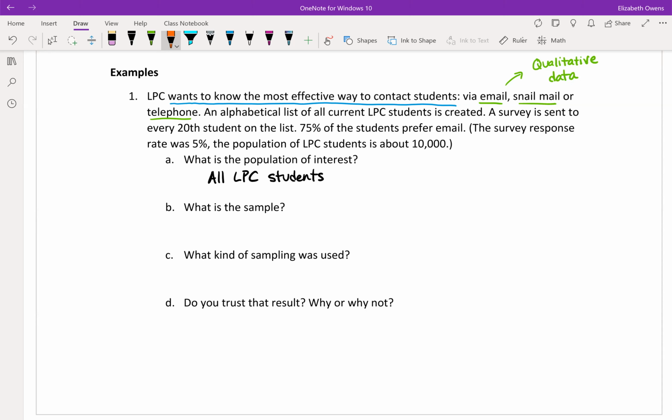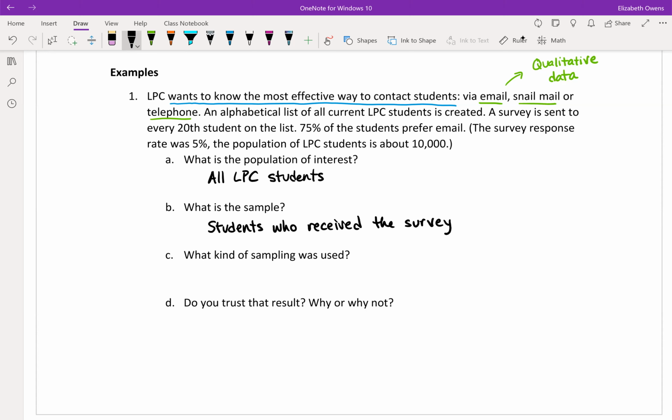All right, we're looking at qualitative data, and then we make an alphabetical list of all the students, and the survey is sent to every 20th student on the list. Okay, so we're not asking everybody, we're only asking this survey group. So that is our sample. We didn't ask the whole population, just students who received the survey.